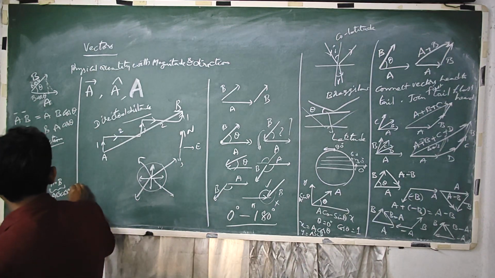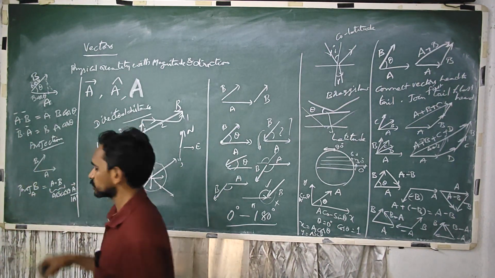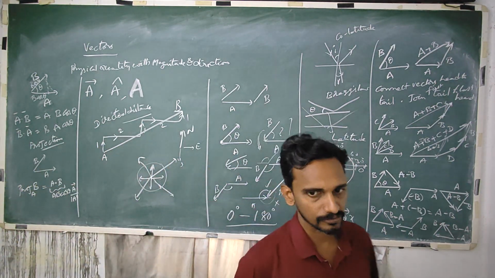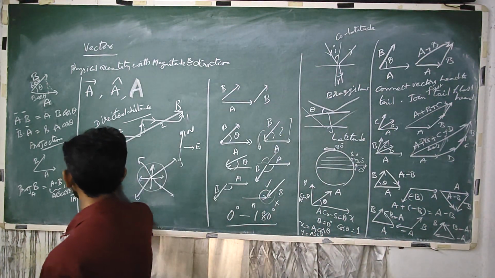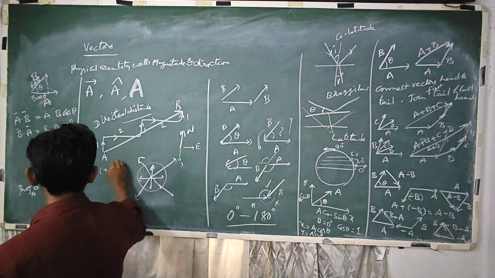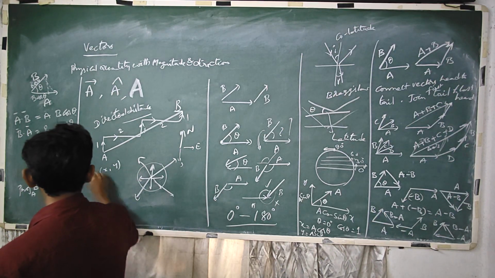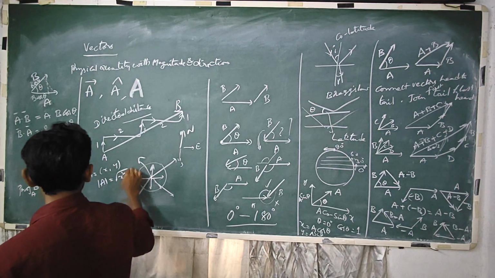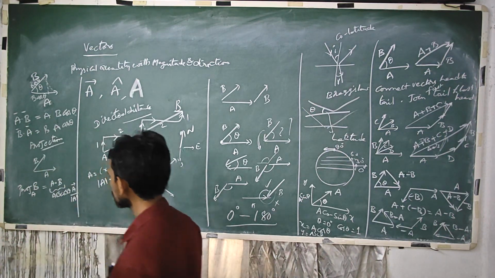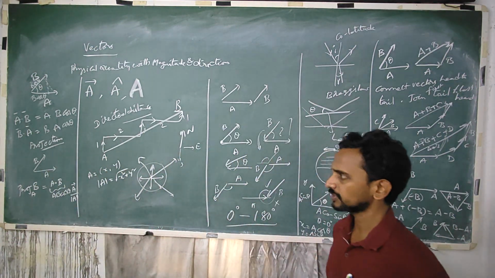So you have to take a unit vector along A. It is given by A by modulus A. Modulus A is the magnitude of the vector. So let's say if A has the components x and y, magnitude A is the square root of x square plus y square. So that is a projection of the vectors.